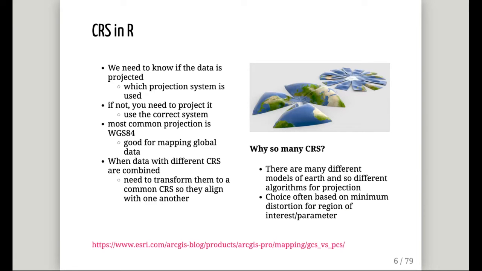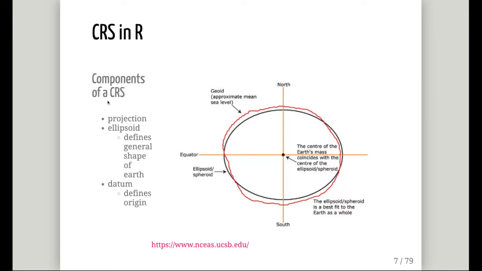Now, one question may be, beyond the GCS and projected coordinate systems, why do we have so many CRSs that we need to choose from? One of the reasons is that there are many different models of Earth. And so there are different algorithms for projection, and so different coordinate reference systems. The choice of which projection is used to map is based on minimum distortion for a region, and it depends on the region of your interest and your parameter.